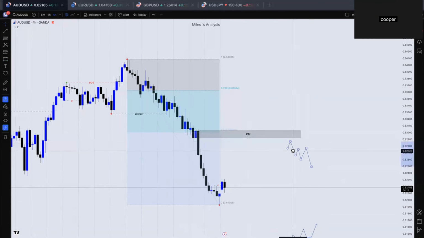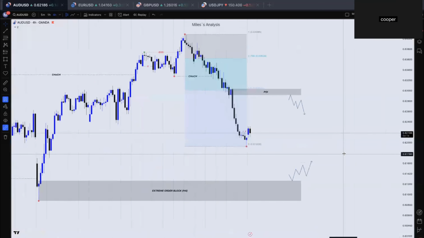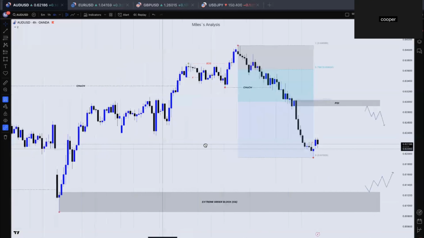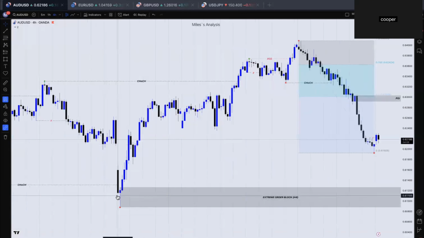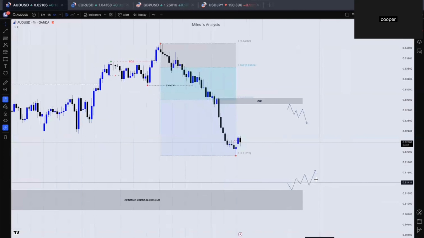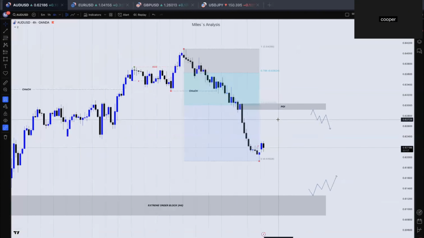So for the shorts, we'll be looking to take shorts from this point of interest. Then on the flip side, we can see there's an extreme order block, because you can see this candle right here is responsible for taking out liquidity of this candle, and it has an imbalance above it. So this makes it high probability for buying. So it's either we're looking for longs from here or shorts from here, but this is on the H4 time frame.